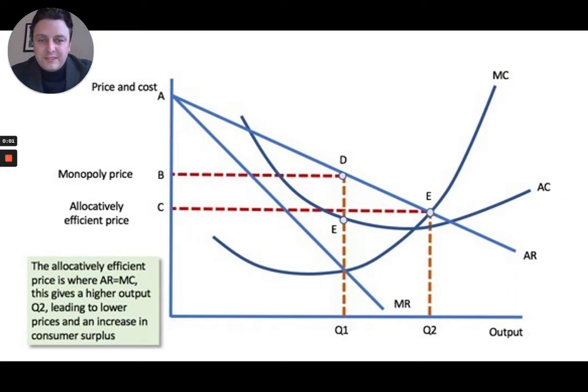Hi Econ students, here's a really important video if you have to evaluate the market structures that are not perfectly competitive. It's very useful to show the inefficiencies of a non-competitive market, such as a monopoly, on a diagram.